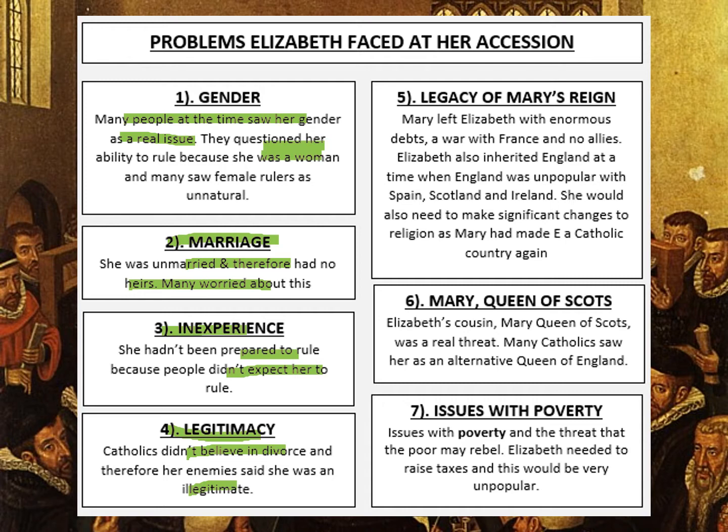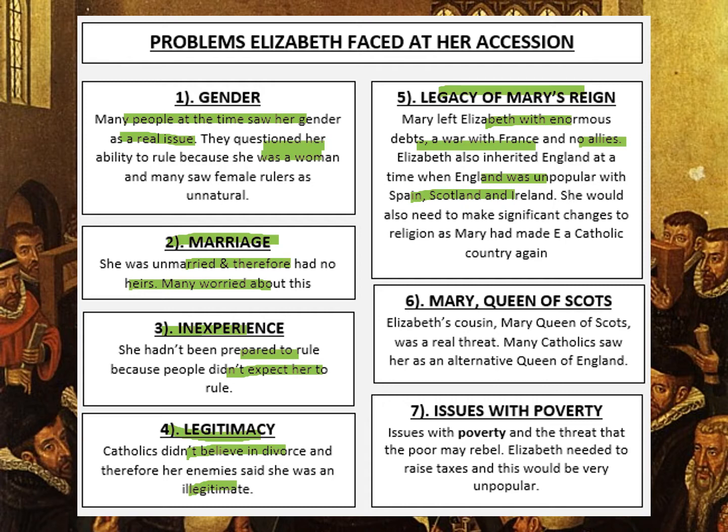There was also problems from her predecessor Mary's reign as well, because Mary left Elizabeth with enormous debts, a war with France and no allies. Elizabeth also inherited England at a time when England was unpopular with Spain, Scotland and Ireland. With Spain in particular, the fact that she had made it a Protestant nation was going to be very difficult for them to accept.